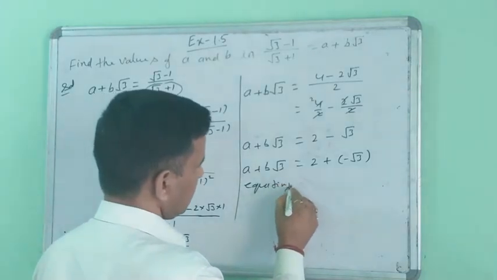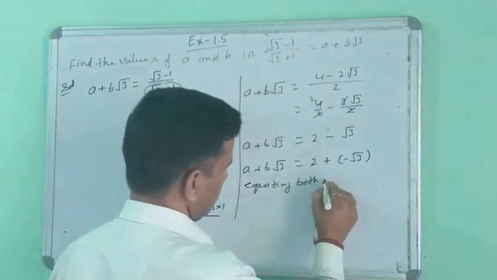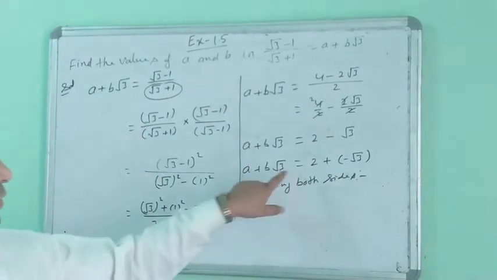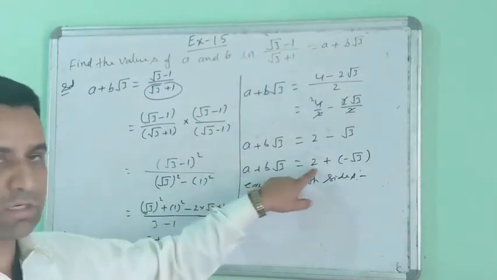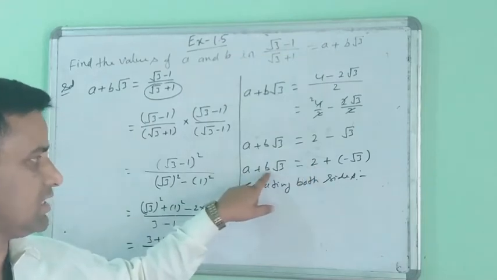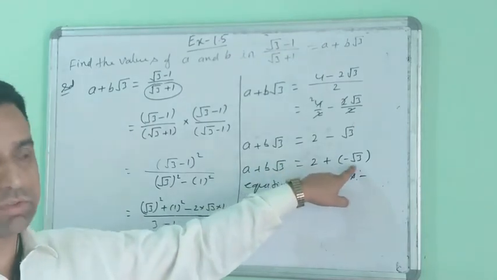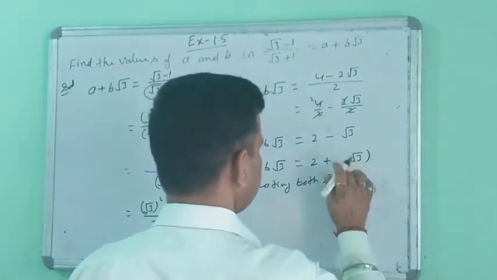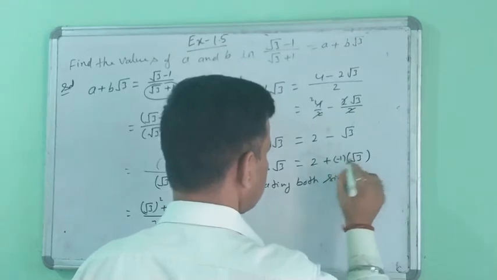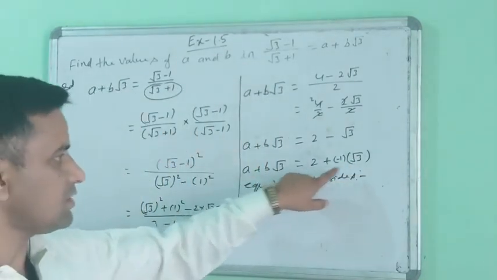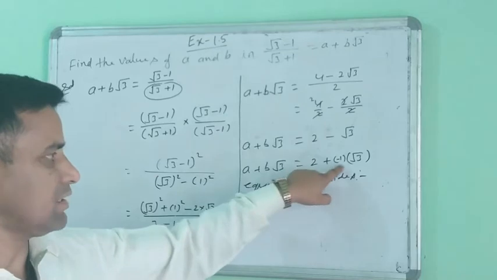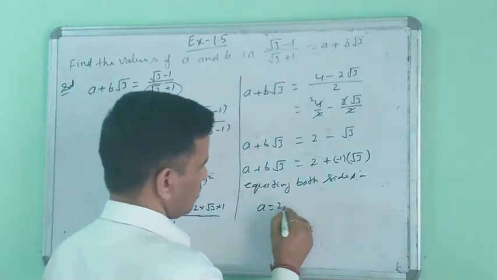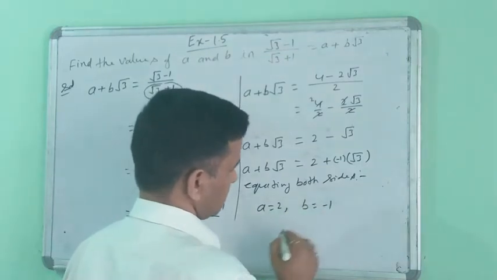After that, equating both sides, you will equate the a place here, 2, and the b place here, minus root 3. The b place here you will write minus 1, and root 3 separate. Equating the root 3 and the b place here, minus 1, and the a place here, 2. You will write the answer here: a equal to 2 and b equal to minus 1.